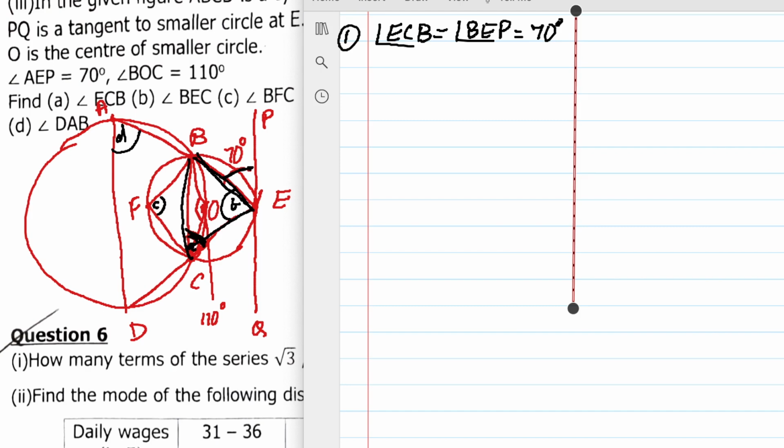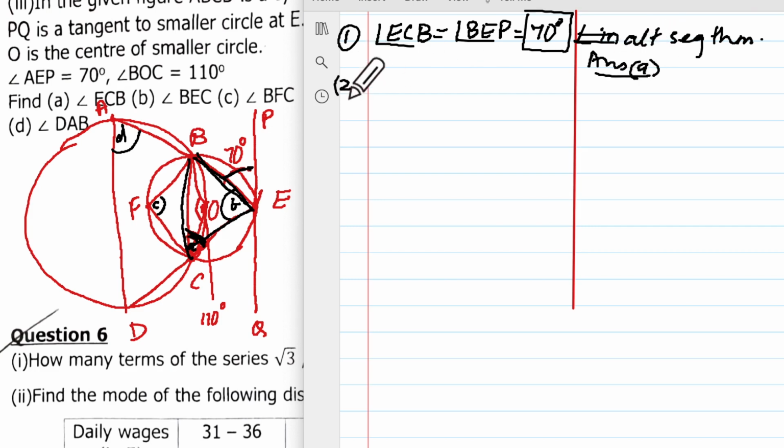And what could be our reason? Angle in alternate segment. We don't write this, no? We say alternate segment theorem, right? Correct? What do we write the reason as? Alternate segment theorem, correct? Hello? So ECB, this is going to be your answer A.